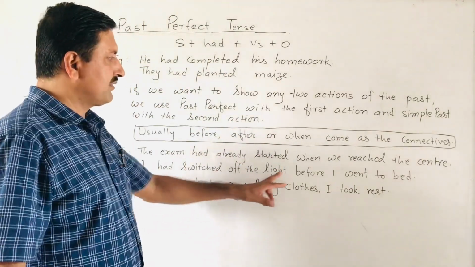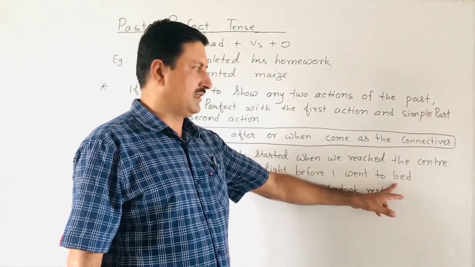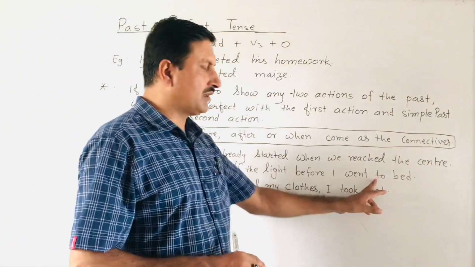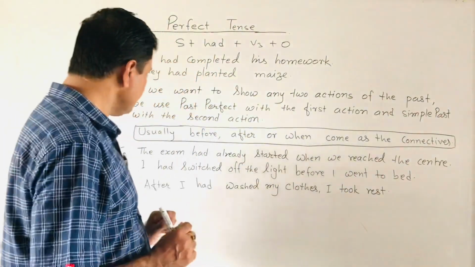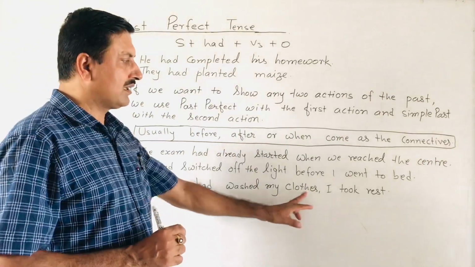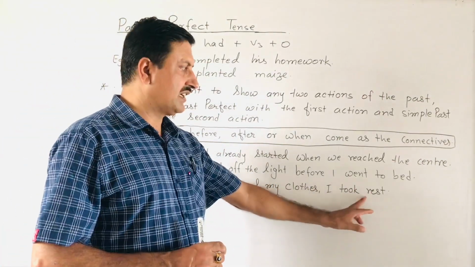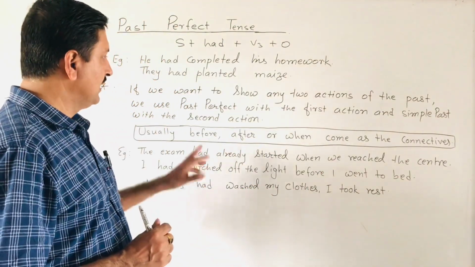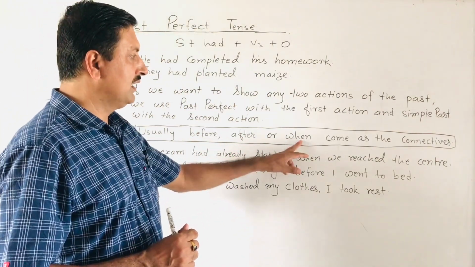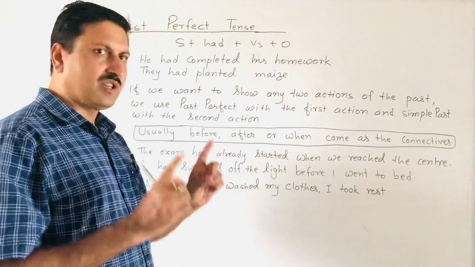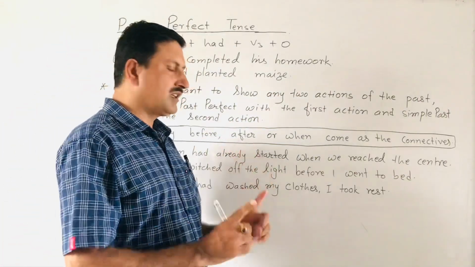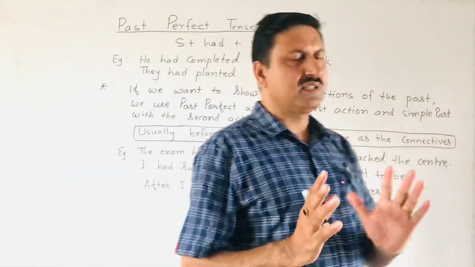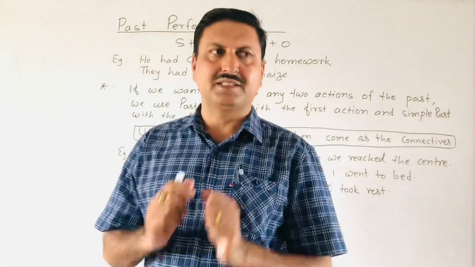I had switched off the light before I went to bed. Switching off the light is the first action here and going to bed is the second action. After I had washed my clothes, I took rest. Taking rest is the second and washing clothes is the first. In this way, before, after or when usually come to connect two clauses together, two sentences together, and they make it clear which one is the first and which one is the second.